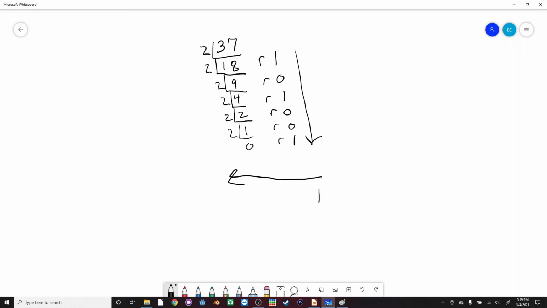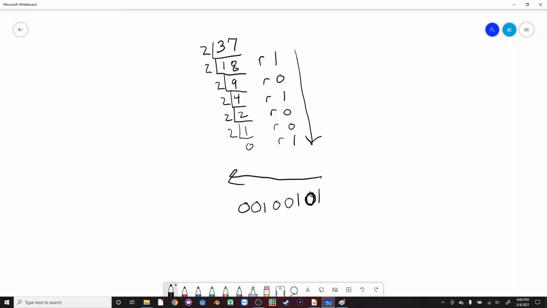So this is actually 1, 0, 0, 1, 0, 1. Now remember I said we have to have 8 bits at least. So we have 1, 2, 3, 4, 5, 6. So I'm just going to pad the left with zeros. And there you go. There's our binary numerical value for 37.